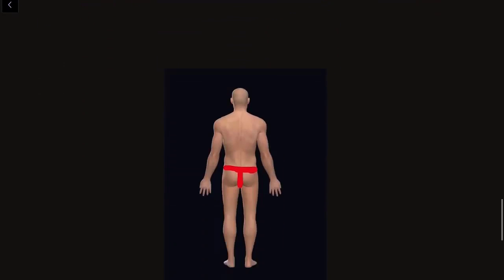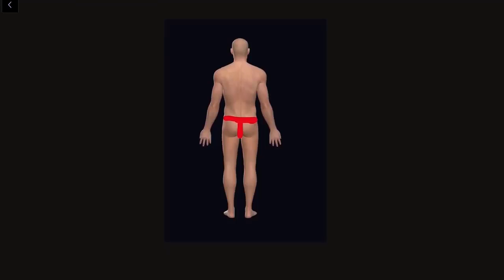And now we're going to move on to the final bit here, which is our posterior view of our patient. With our posterior view, I'm just going to write this out. So this is us being directly behind the patient.